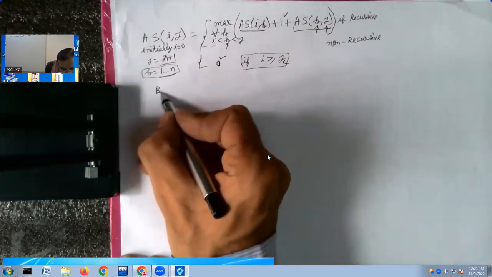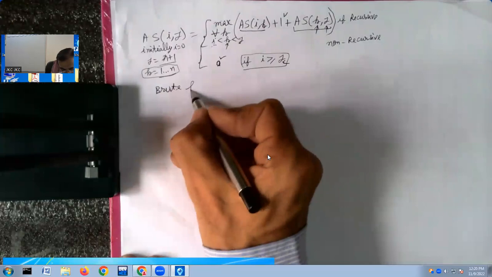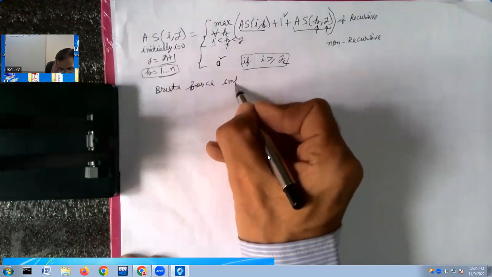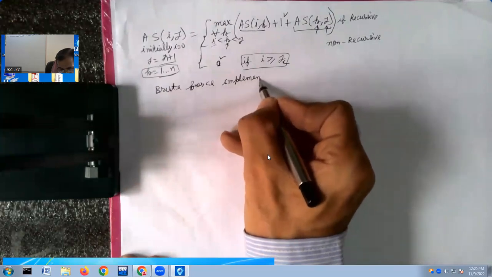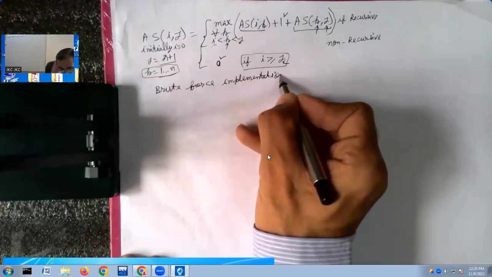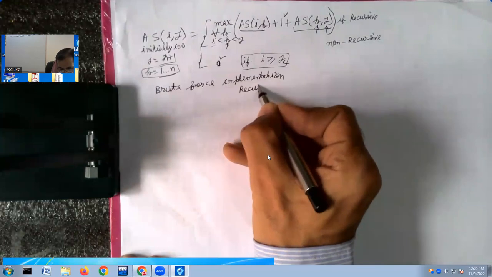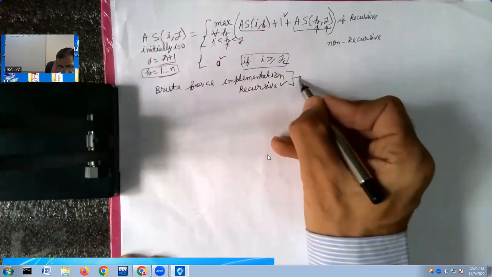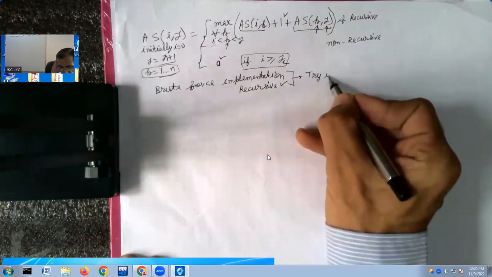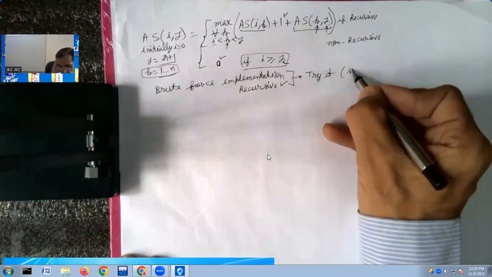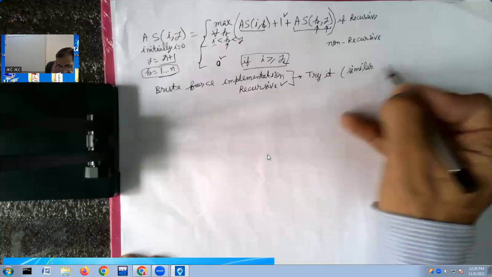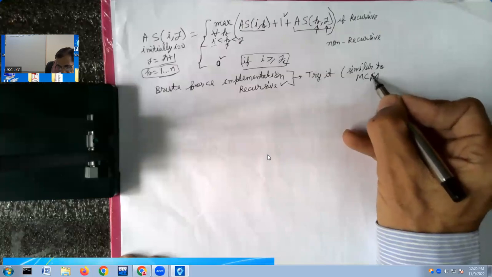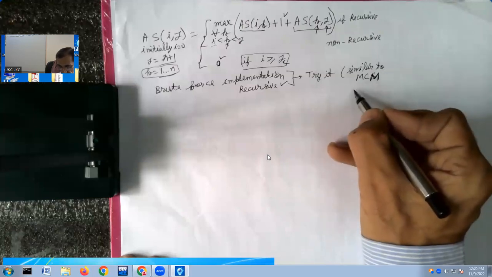So I can say this. Now, a brute force implementation is directly possible based on this. Brute force implementation you must try. It's a recursive top-down approach, and you can definitely do this. Try it and you will learn through this, similar to MCM or similar to LCS. Similar to MCM's top-down approach implementation, this is there.